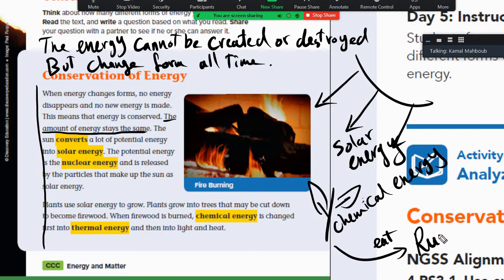You can run, you can jump. Now this kinetic energy changes form. You can see the change of form from solar energy into chemical energy into kinetic energy, like that. So the energy is still the same amount.